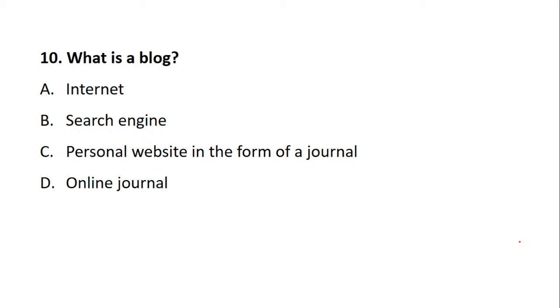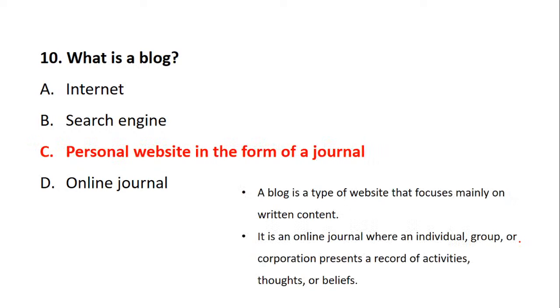Okay. So what is a blog? A blog is nothing but a personal website in the form of a journal. A blog is a type of website that focuses mainly on written content. The one who writes is called a blogger. It's an online journal where an individual, and not only an individual but also a group or a corporation, presents a record of activities, thoughts or beliefs. And hence a blog is called a personal website in the form of a journal.